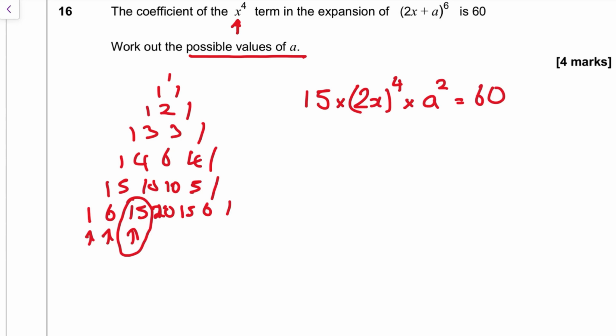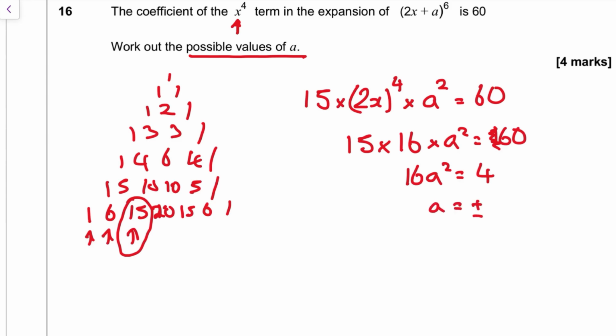15 times 2 to the power 4 is 15 times 16. So 15 times 16 times a squared equals 60. Divide by 15, which means 16a squared equals 4, which means that a equals plus or minus the square root of 1 over 4, which is plus or minus a half. So a is a half or minus a half. Is that it? Work out the possible values. Done that? Yep, question done.